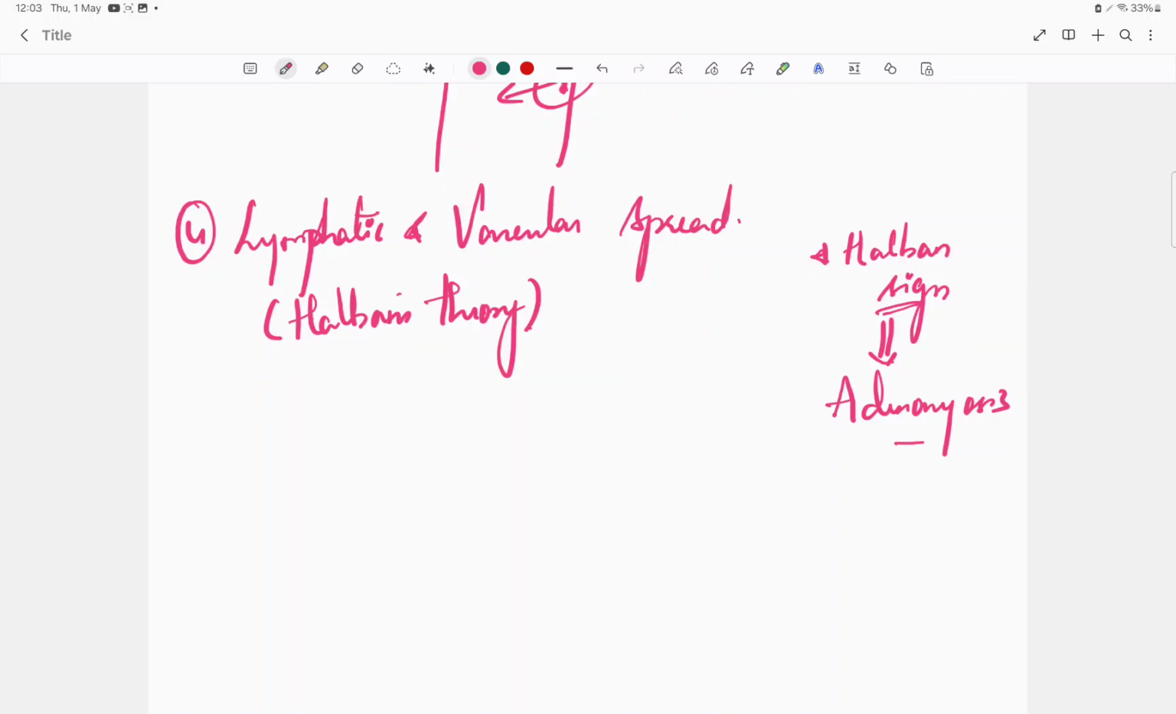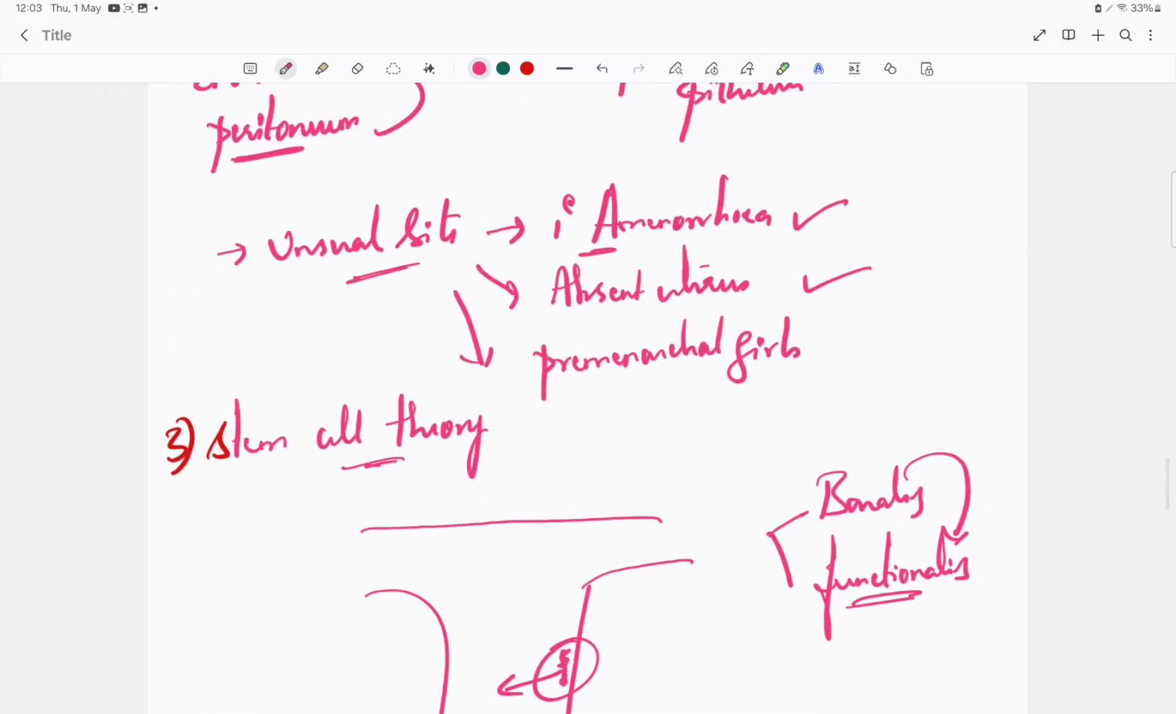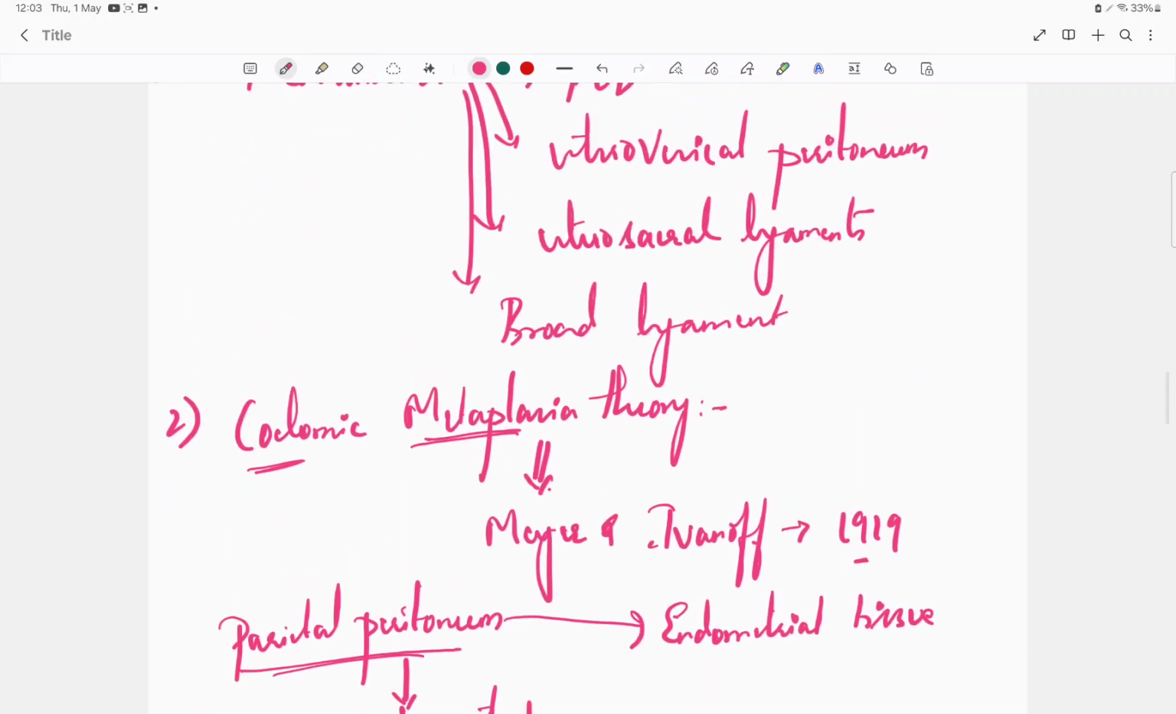So what is this Halban's theory telling about? Halban is a person who generally explained this lymphatic spread. This is very easy, and no one is going to ask this also. But still you should know, this is the theory which explains distant endometriosis. Okay, so there are two theories. One is the lymphatic theory, and one more which I told you is the coelomic metaplastic theory.